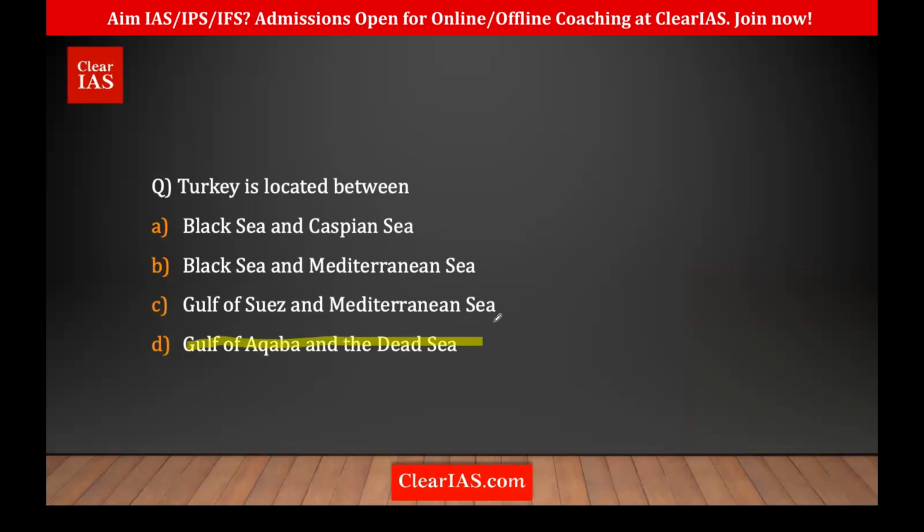Directly eliminate. Okay, Gulf of Suez and Mediterranean Sea? No, we don't know. We are going to eliminate. Okay. Black Sea and Caspian Sea. What's the keyword for Caspian Sea? It's Tariq. Right. And T is what? Turkey or Turkmenistan? It is Turkmenistan. Right? So there is no Turkey on the borders of Caspian Sea you can invade. There's only one answer, Black Sea and Mediterranean Sea.